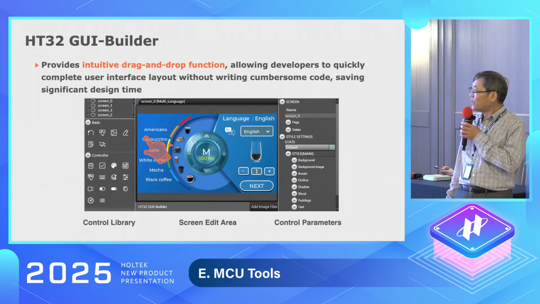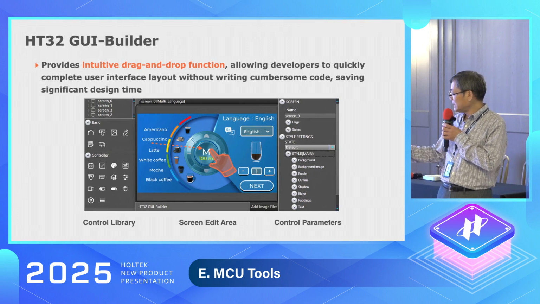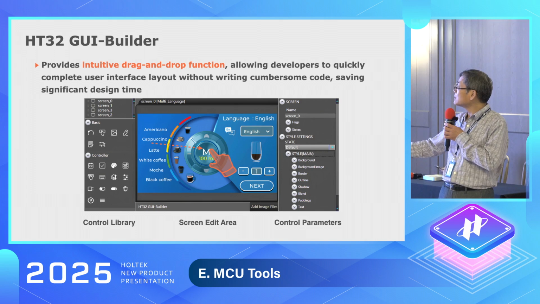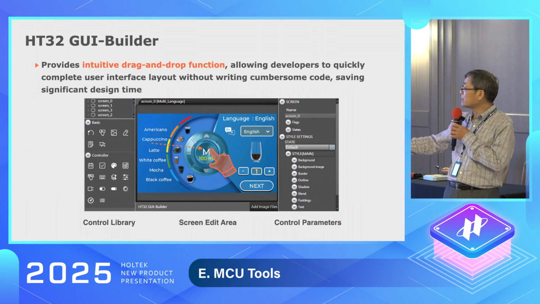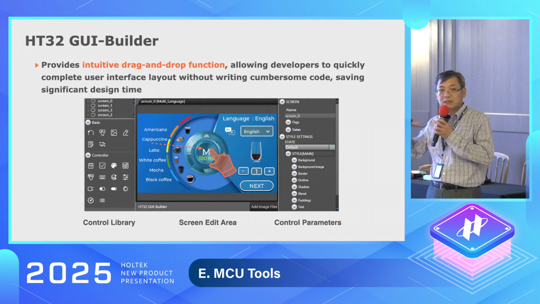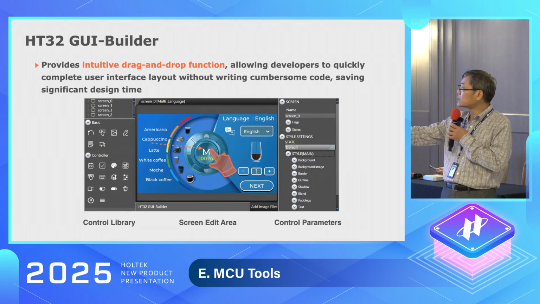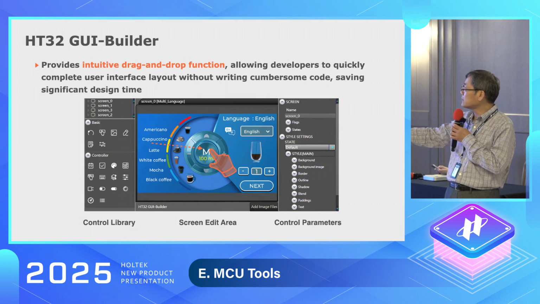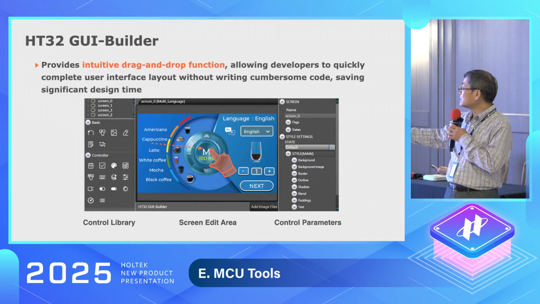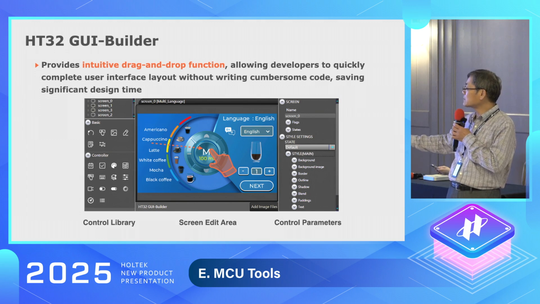This is an example of a coffee machine. In the middle, the screen area is the coffee machine, the TFT display. On the left, you can click and drag and drop the basic feature, label, and button to the screen. And you can set up the color, the background, and the border of this screen.